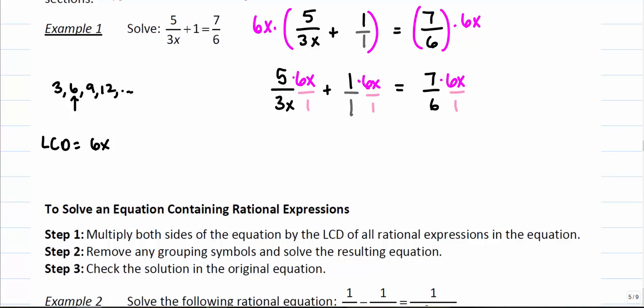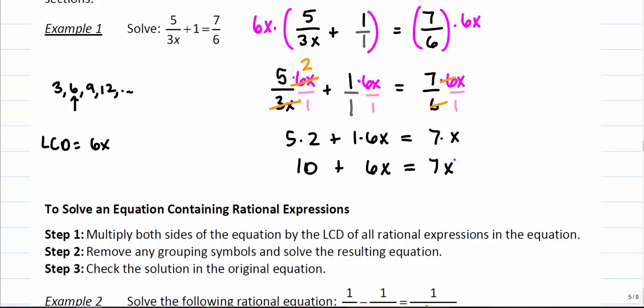Because what I would do at this point is, after I multiply everything by 6x, I'm going to reduce. 3x goes into 6x 2 times. 6 goes into 6 1 time. So what I end up with is 5 times 2 plus 1 times 6x plus 7 times x. So 10 plus 6x equals 7x. Now my equation doesn't have fractions. Now I'm just solving a linear equation. I'm just trying to get x by itself.